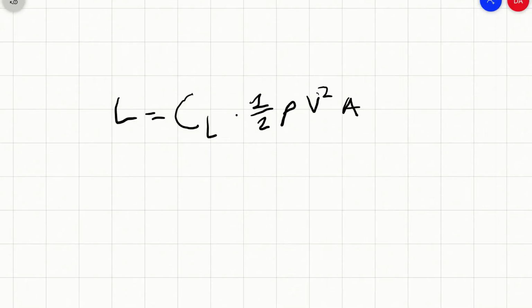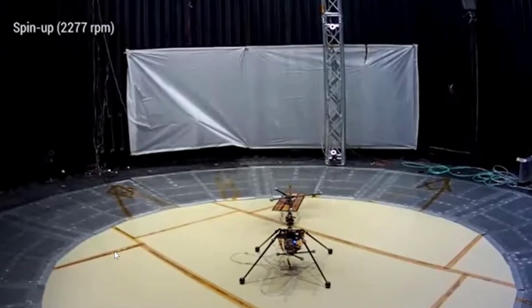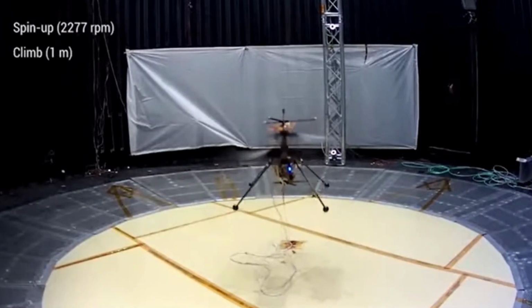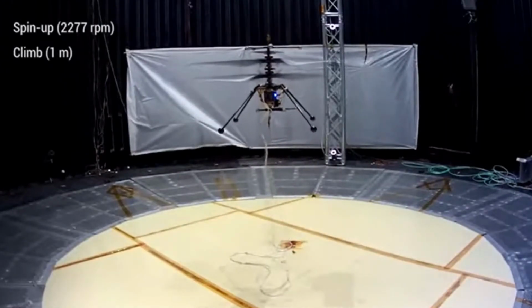So we'd have to increase the velocity. And since the density is 100 times less than on Earth and the velocity is squared, we need to multiply the velocity tenfold in order to compensate. That's why Ingenuity's rotor blades will be moving at 2,400 RPM, so that they will be encountering a lot of air very quickly, so they can produce the most lift possible.